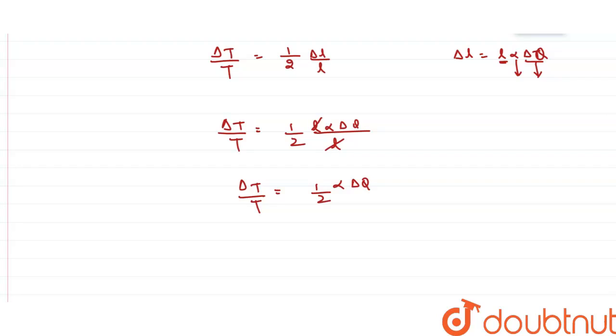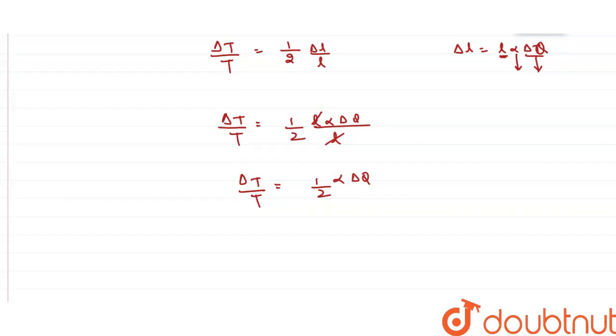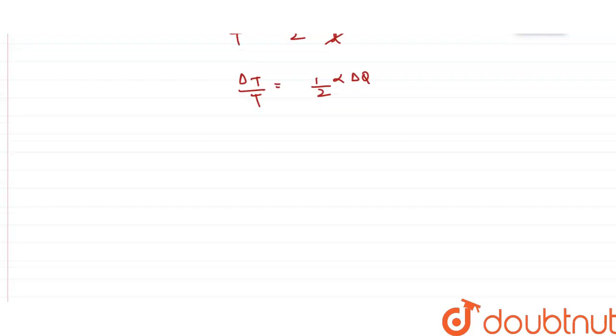Okay. Now we have to calculate the value of delta T, change in time period. So I will write change in period delta T equals T by 2 alpha delta theta. Now we have all the values: time period at 20 degrees centigrade, value of alpha and delta theta.